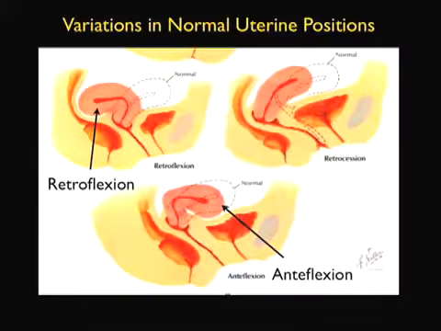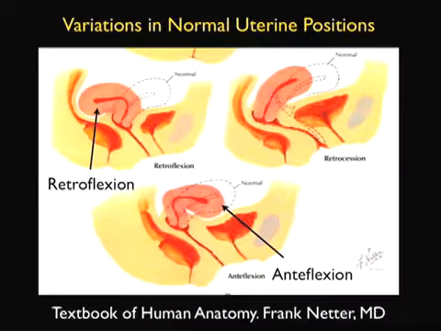Now let's compare that to the antiflexed uterus as shown in the image to the bottom. Notice here the fundus of the uterus flops anteriorly as opposed to the normal uterus. In this configuration, we may need to drop our hand and aim the tip of the probe more anteriorly to see the fundus of the uterus.